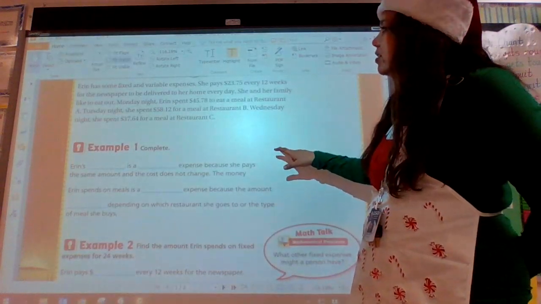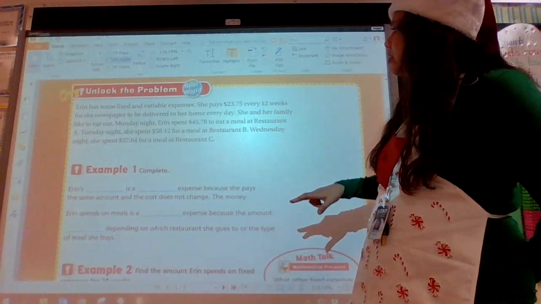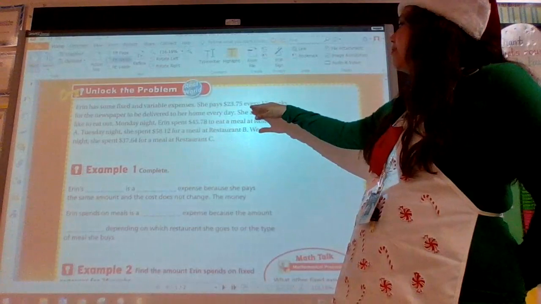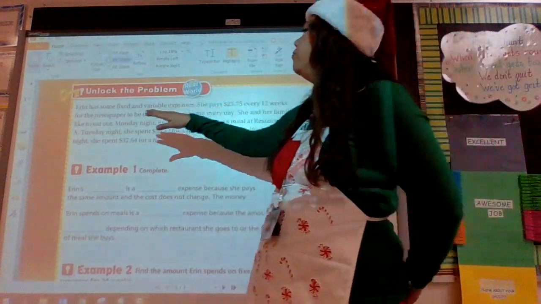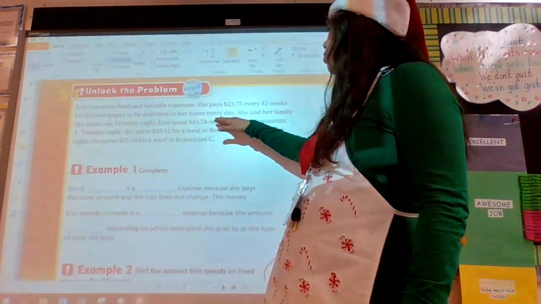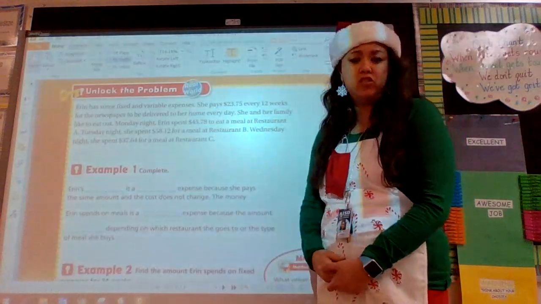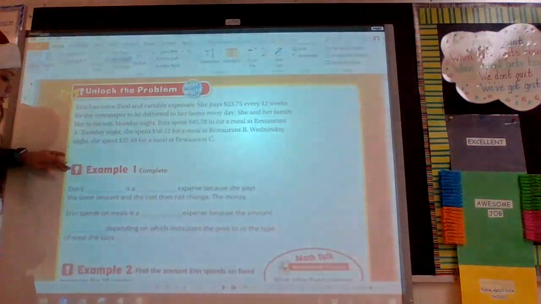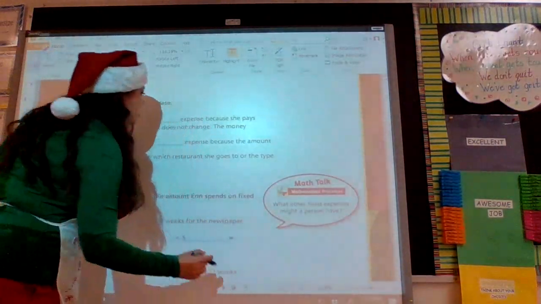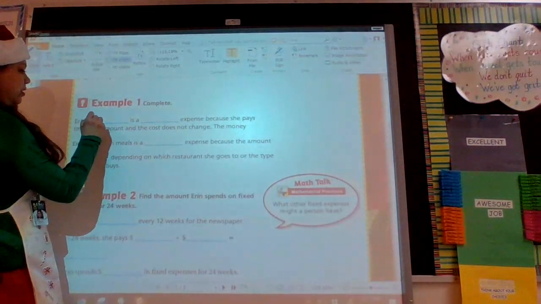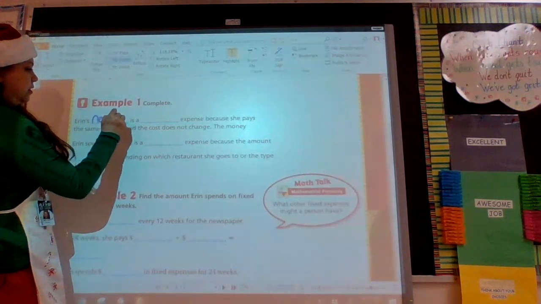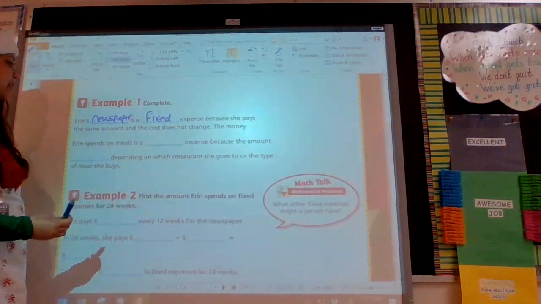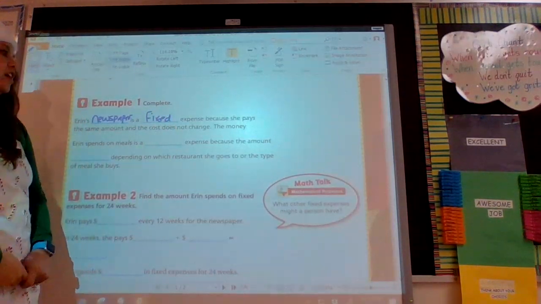So Erin's, what does she do that costs the same? She pays $23.75 every 12 weeks for the newspaper to be delivered to her home every day. Does that amount change? So I'm thinking right here, let me move over here, that I'm going to write: Erin's newspaper is a fixed expense because she pays the same amount and it does not change.